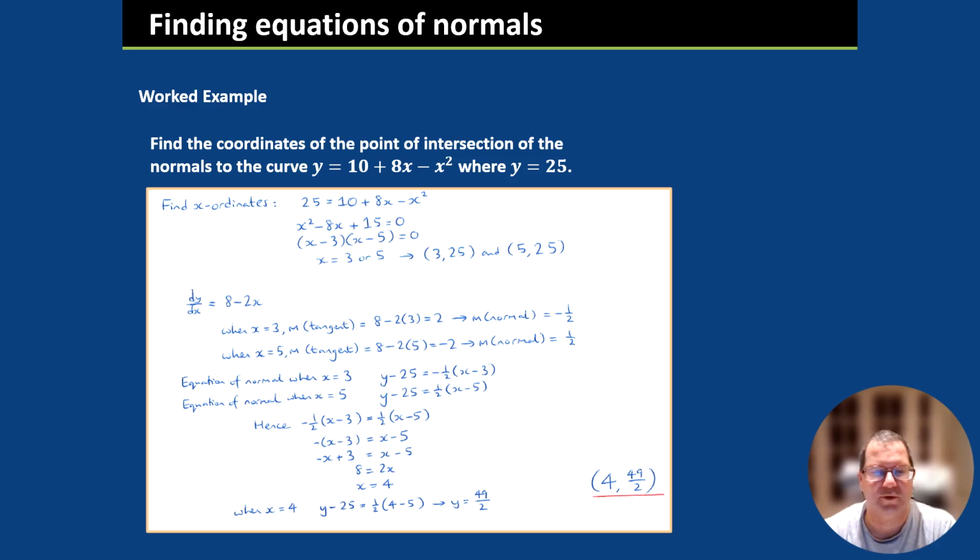Next, I'm looking for the equations of the normals. So first of all, I do dy by dx, which is 8 minus 2x. Putting in our values of 3 and 5 for x, that tells us the gradients of the tangents are 2 and negative 2, from which the gradients of the normals are negative a half and plus a half. I've then substituted our coordinates and our gradients into our y minus y1 formula. And then when I put the y values equal to each other to solve the equation, I find out that x is 4. And then I can substitute x is 4 back into one of those equations to work out that y is 49 over 2. And hence our normals intersect at the point (4, 49 over 2).